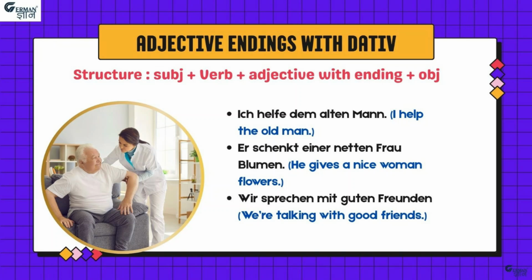Adjective ending with dative case, again the sentence structure is subject plus verb, then adjective with its ending, and then the object. Now example is ich helfe dem alten Mann, means I help the old man. The adjective ending is en with alt. Second, er schenkt einer netten Frau Blumen, means he gives a nice woman flowers. And third, wir sprechen mit guten Freunden, means we are talking with good friends.